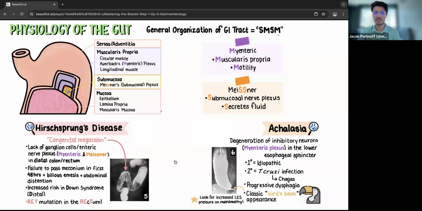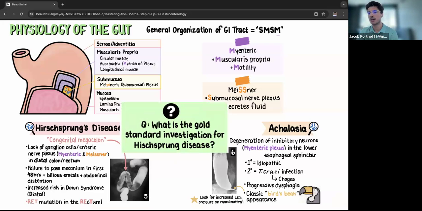And just going back to the question on Hirschsprung's disease and diagnostic testing, do you guys in the chat box want to put in what is the standard investigation for Hirschsprung's disease?